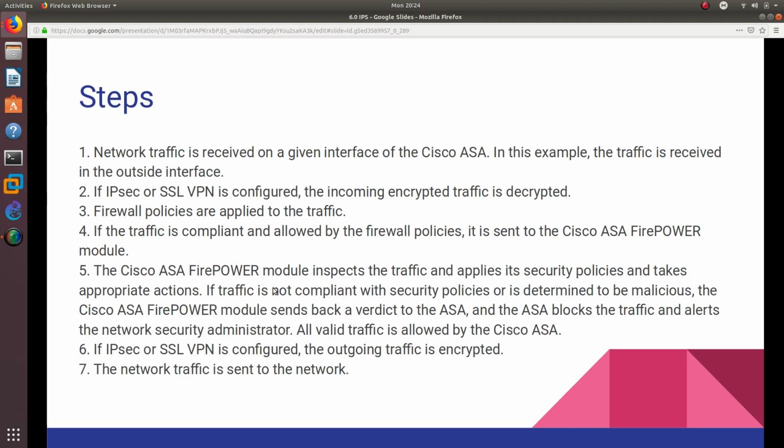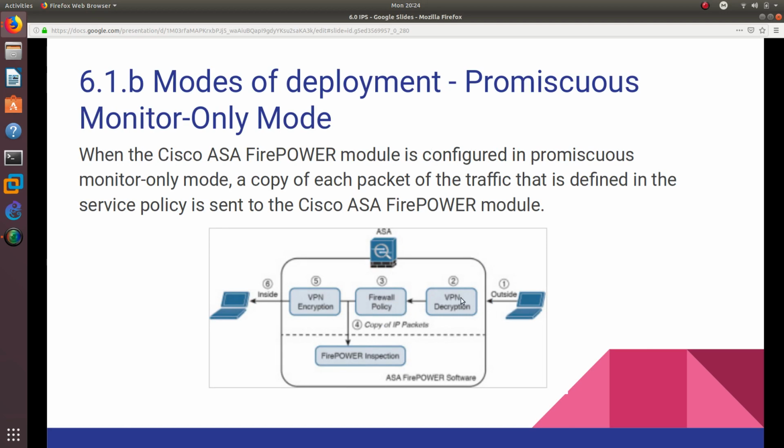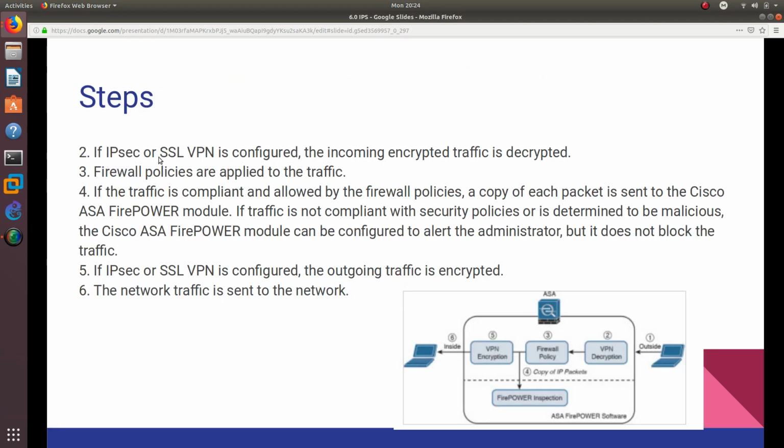And here are the steps that we just went over. Number one is the outside host. If IPsec or SSL VPN is configured, the incoming traffic is encrypted. That was for number two, right here.